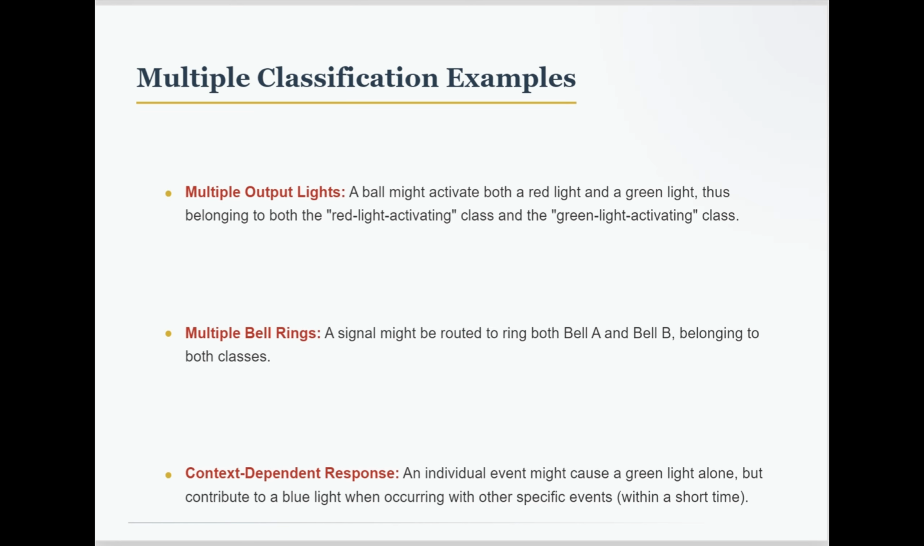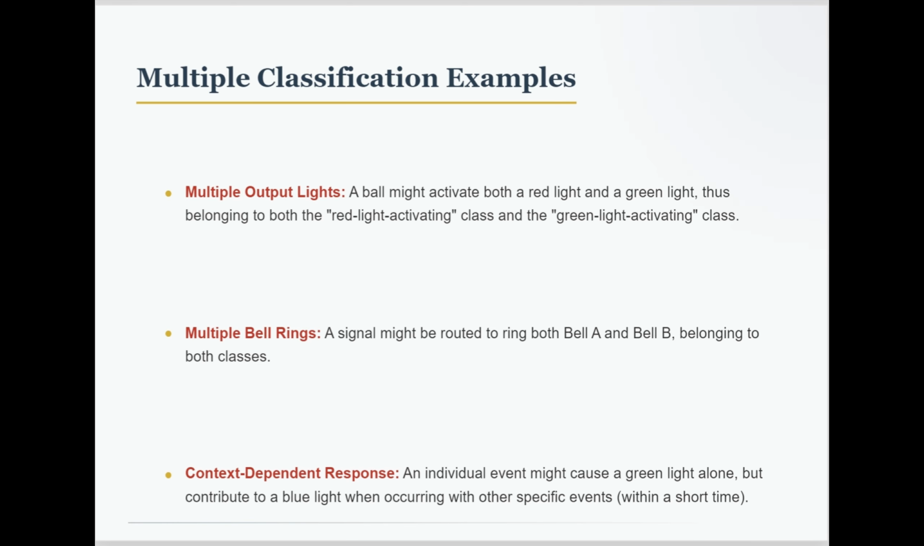So, that ball is a member of the red light activating class and the green light activating class. Or think of the telephone switchboard again. Maybe a signal coming down line 1 can be routed to ring both bell A and bell B. That signal belongs to both classes.